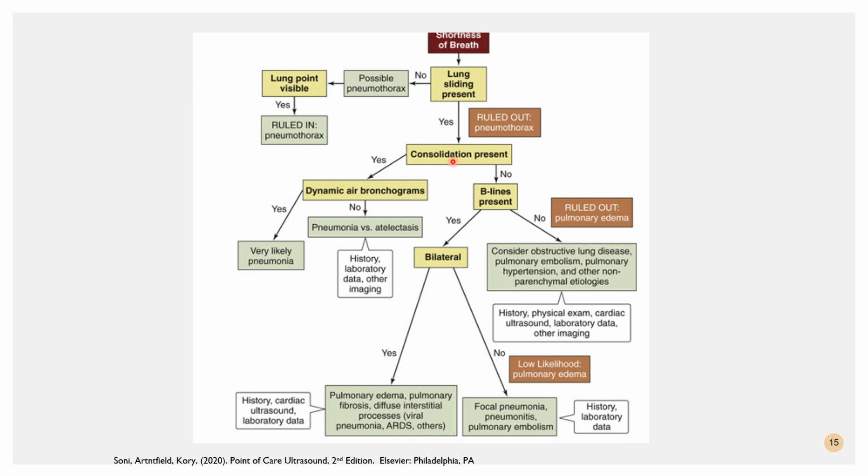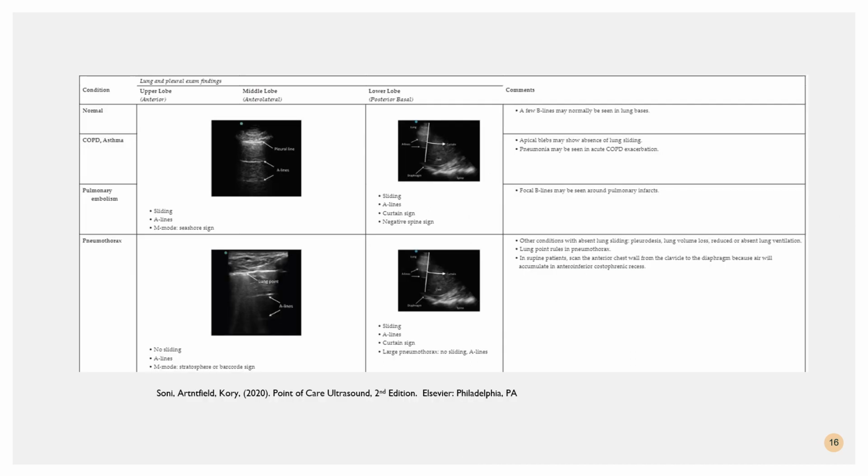Now, if they have consolidation present and you see dynamic air bronchograms, then it's very likely pneumonia. If you have consolidation with no dynamic air bronchograms, then you're going to have to differentiate whether it's pneumonia versus atelectasis. So just a nice little algorithm to help guide you as you get comfortable going through these processes. It'd be a great reference. And then, of course, I'm sure once you're comfortable, you won't need any of that anymore.